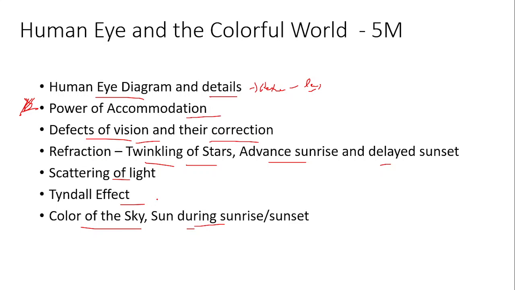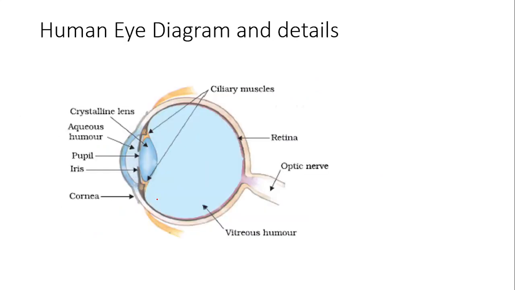So this is quite a simple chapter which takes very little time for you to understand, and you can aim for 5 marks. What is the first thing you should go through? You should go through the diagram of the eye and understand it. Just practice it. This is quite simple.